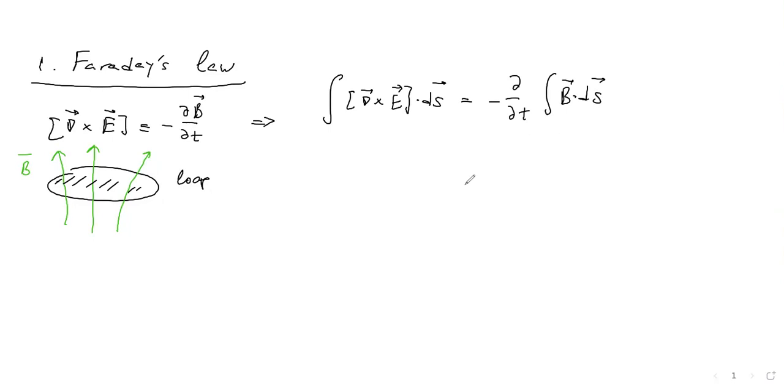Now, the left side and the right side can be written in different terms. On the right side, we can introduce the flux of the magnetic field through the loop. And we can say that this is the rate of change in time of the flux of the magnetic field through the loop. So then we call this the flux of the magnetic field. The left side is a little bit more tricky.